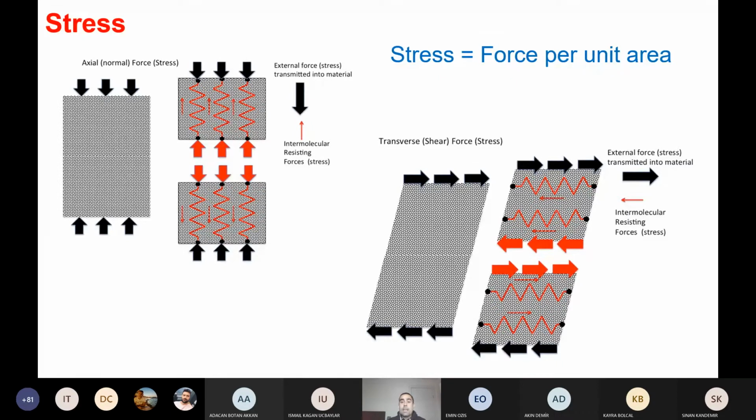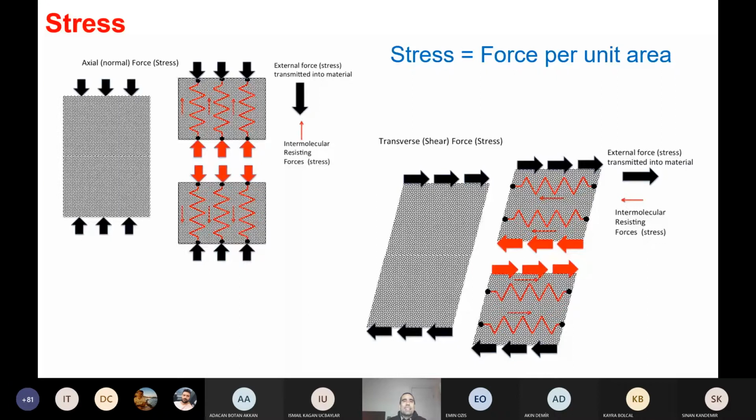If the load is acting parallel to the surface, then we call this shear, like cutting. Cutting is also a type of shear. I mean, if you take scissors and zoom in to the cutting edge, there we see this shear effect. So in that kind of process or loading condition, the forces or stresses are acting parallel to the surface of the body.